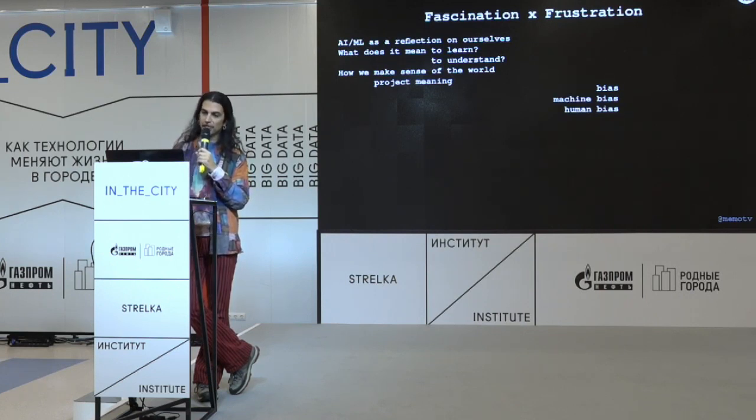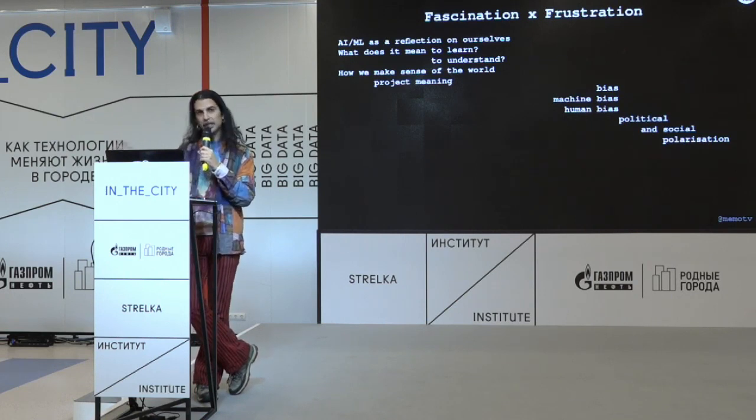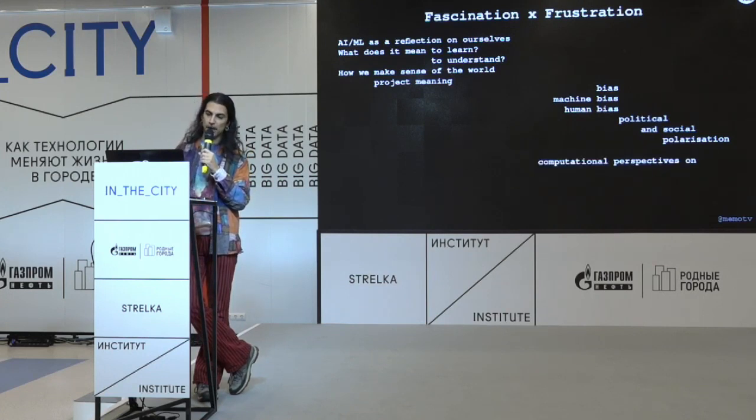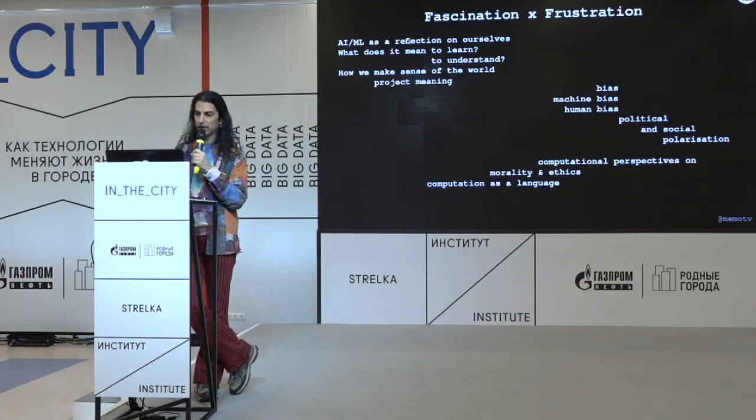And from there, we can't not encounter bias, whether it's machine bias or self-affirming human cognitive bias. And from there, my underlying motivation is really about what seems to me the increasing amount of political and social polarization in my home country of Turkey, in England, where I've been living, and worldwide. So in a last desperate attempt, I'll talk about computational perspectives on morality and ethics, particularly using computation as a language, as a supplemental language to natural language.